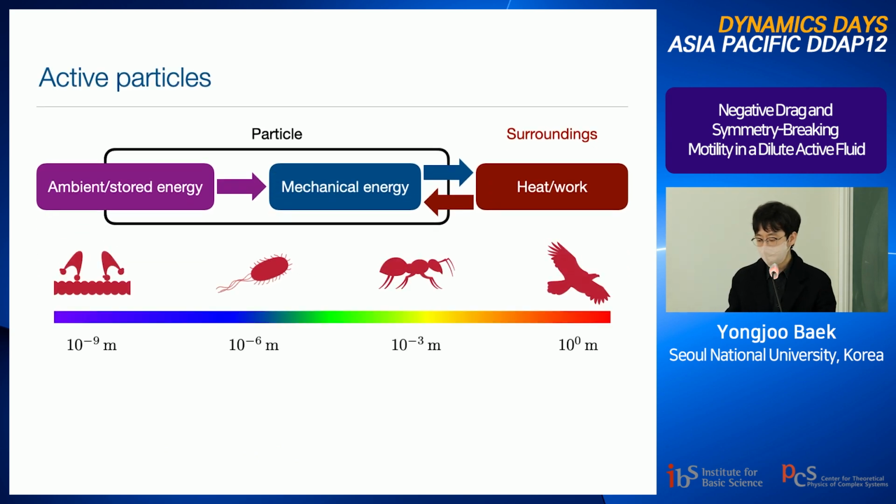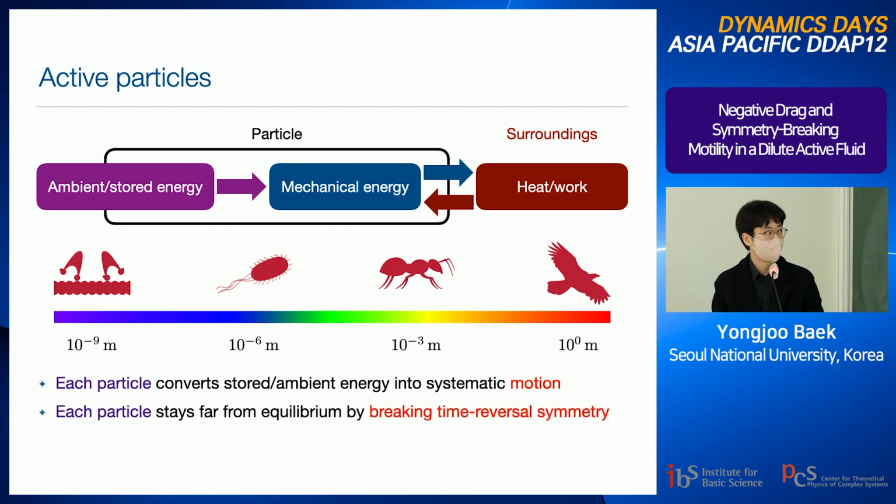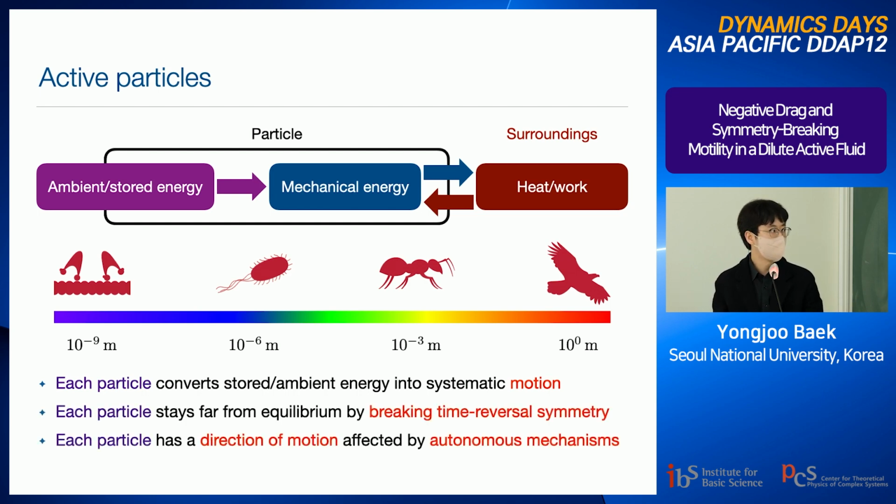Okay, so there are many examples of active particles, including this soaring bird that was mentioned by the first speaker. Each particle converts stored ambient energy into persistent motion, and they break time reversal symmetry at the particle level, and then their direction of motion is determined by basically their body orientation.